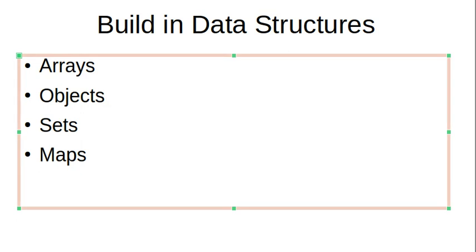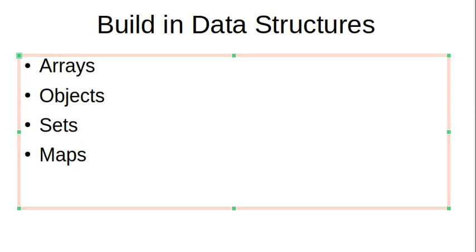Now, in this episode, we're going to discuss built-in data structures. We're going to look into different data structures, and for these, we're going to start with built-in data structures. Built-in data structures are the structures that come with the language, and they include arrays, objects, sets, and maps. With that said, I will definitely define each and every one of the data structures.